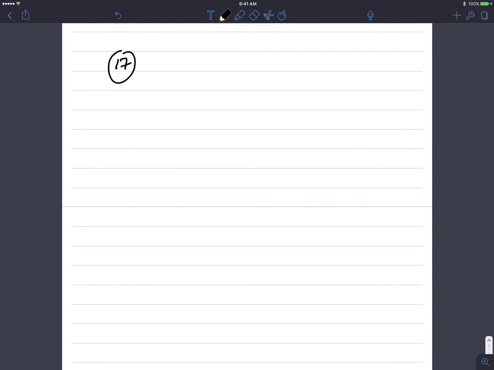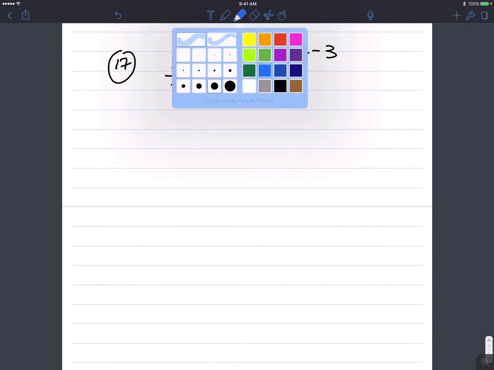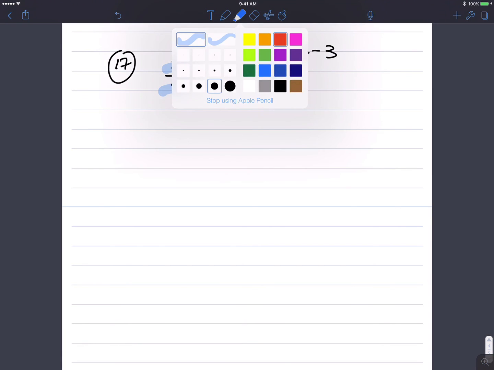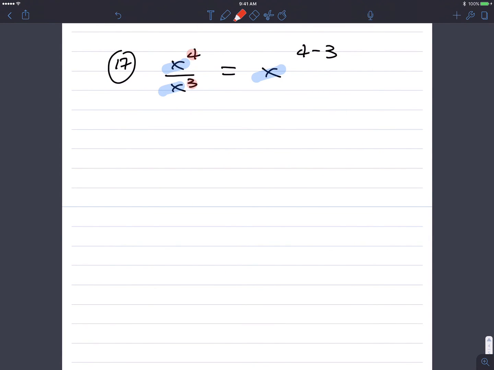Number 17 is x to the fourth over x cubed. Well, keep your base, subtract the powers. Notice base x and base x are the same. We keep that base. 4 minus 3. 4 minus 3 we know is actually 1. This is x to the first power, or just simply x.